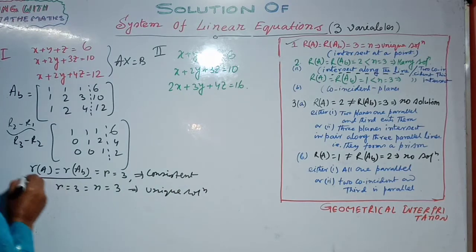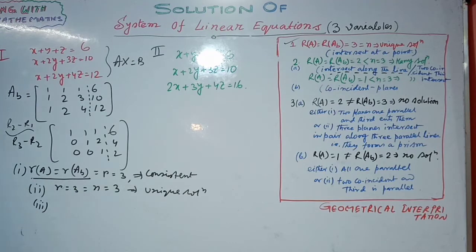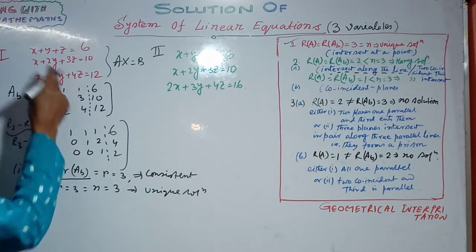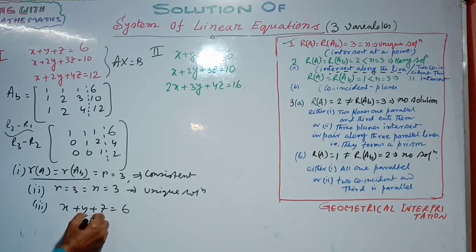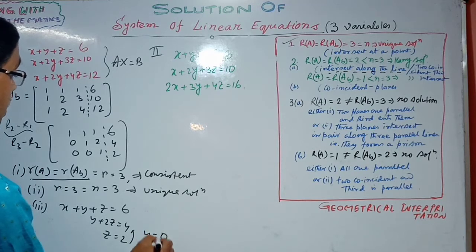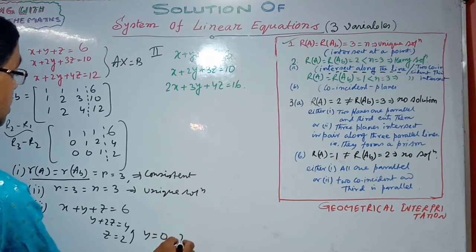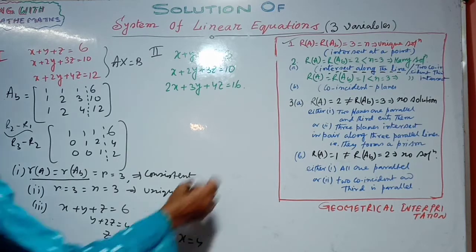We have to find what its geometry is. It is a unique solution, so we find the solution. This is equivalent to x plus y plus z equals 6, y plus 2z equal to 4, z equal to 2. Therefore, z equal to 2, we can find y equal to 0, and also putting these values we get x equal to 4. Therefore, the solution is 4, 0, 2. This is the unique solution case.